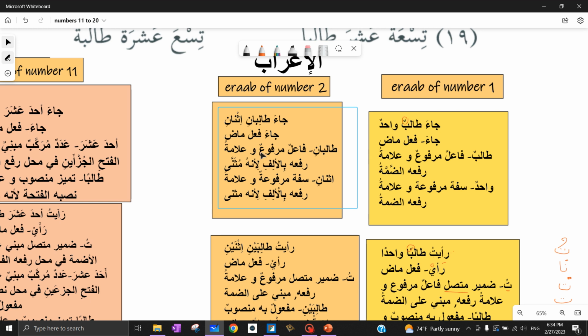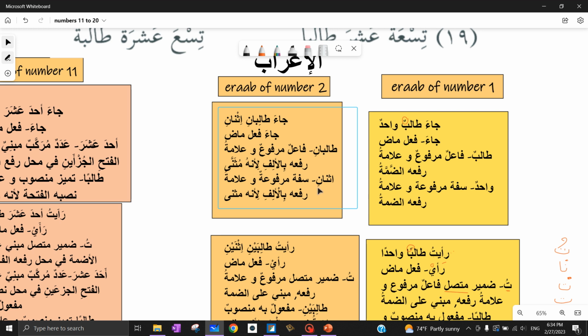So, marfu'un wa alamatu raf'ihi. We know it is in raf position, but how? Raf'ihi ad-dammatu? No. Here we will do the Arab as raf'ihi bil alifi. Because of the presence of alif in muthanna case, it shows it is in raf case. Bil alifi li annahu. Now you will give your reasons. Li annahu muthanna. Why is it raf with alif? Because it is muthanna.